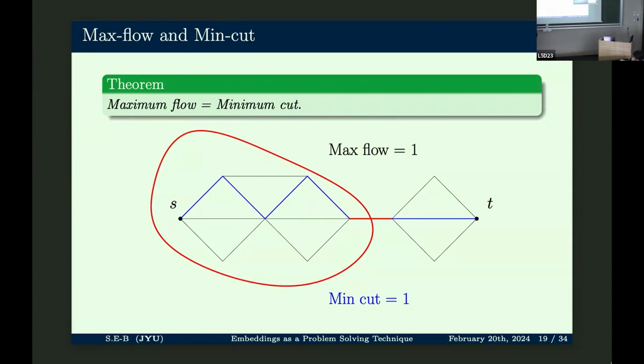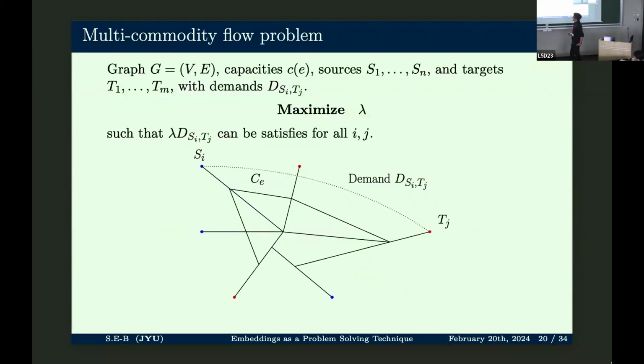This fact is fairly intuitive. It's not super trivial to prove, maybe, but say it follows from linear duality. And there are many other ways of doing it. And these are also algorithmically tractable problems. But let's make the problem a little bit more complicated. And this is where embeddings come in. Namely, multi-commodity flow, where you have multiple sources and targets.